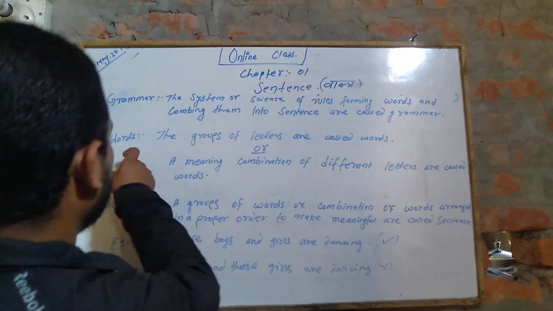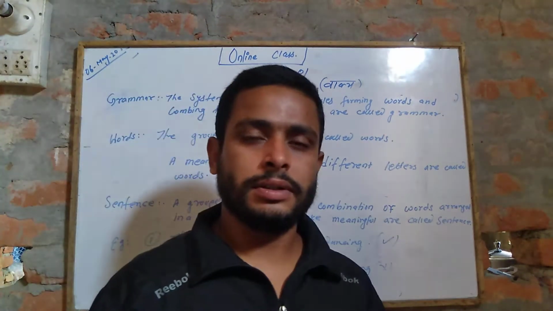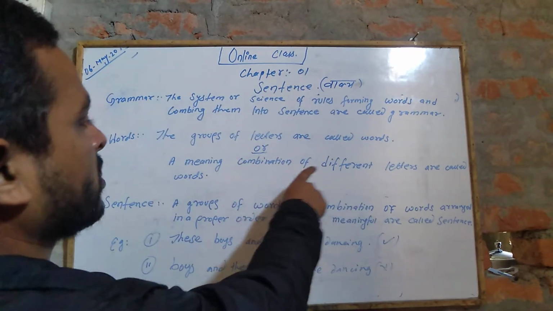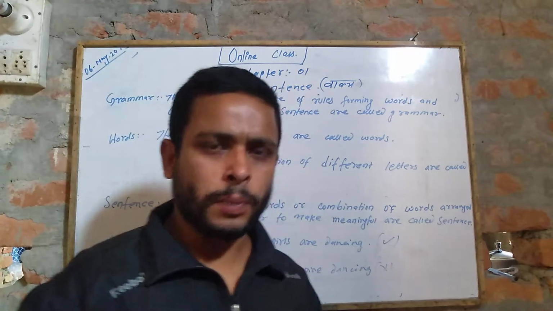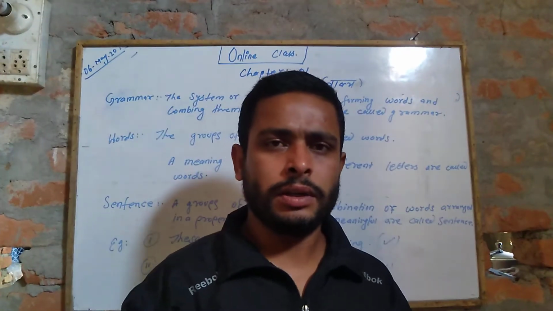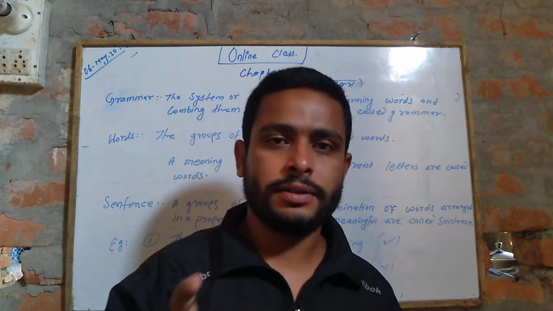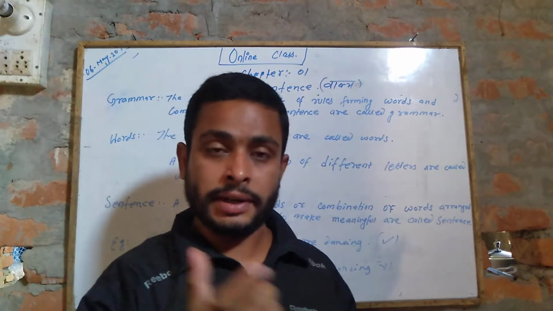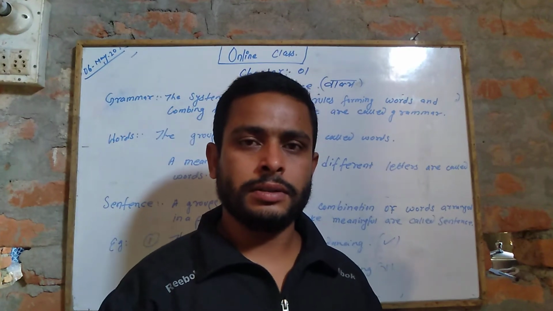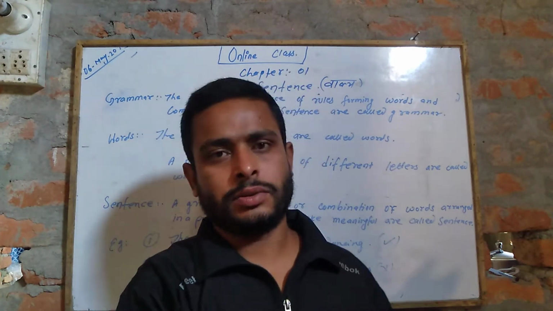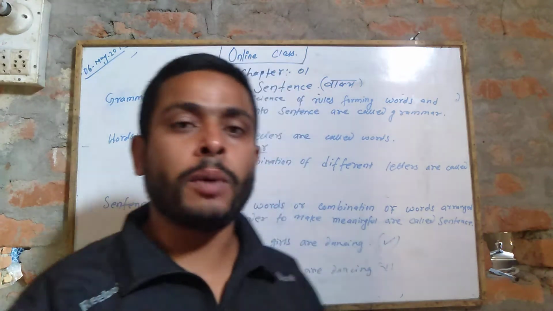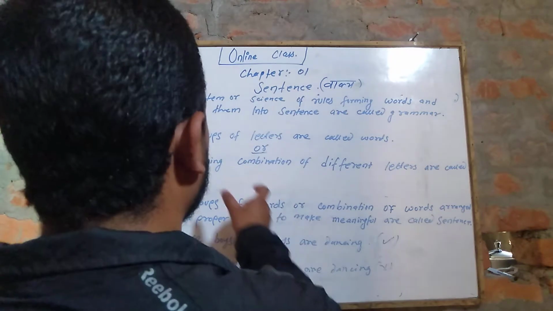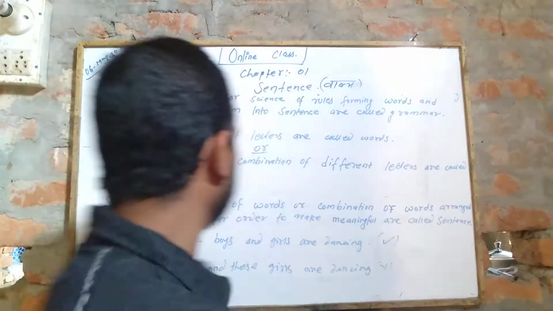After that, let's know words. What is a word? A group of letters is called a word. A meaningful combination of different letters is called a word. You know vowels and consonants; we combine them, then we form a word. Like apple, mango, dancing. D is a capital letter, A is a vowel, N is a consonant, C is a consonant, I is a vowel. We can form a word. Such words are a group of letters. A meaningful combination of different letters is known as a word.